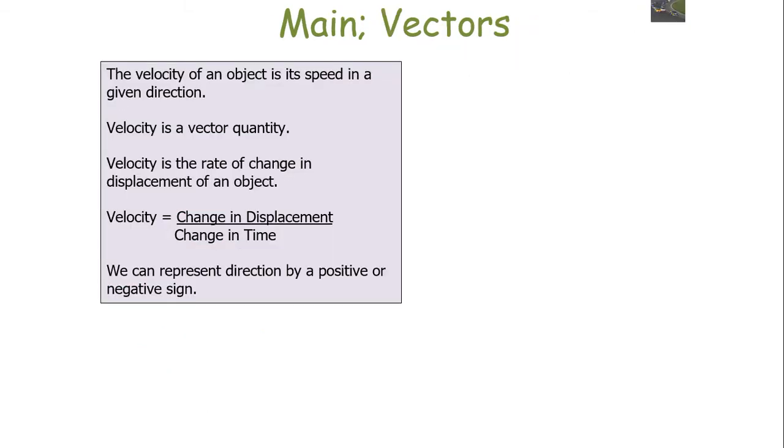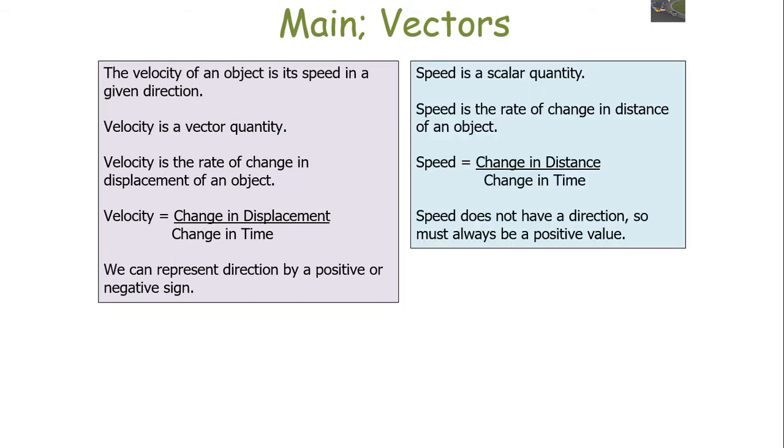So we can link this into the terms for speed and velocity, because the velocity of an object is its speed in a given direction. So velocity is a vector. Velocity is the rate of change, not of distance, but of displacement. So to work out your velocity, it's the change in your displacement divided by your change in time. And once again, because velocity is a vector, we've got to represent the direction it's moving in, so we can do that with either a positive or a negative sign.